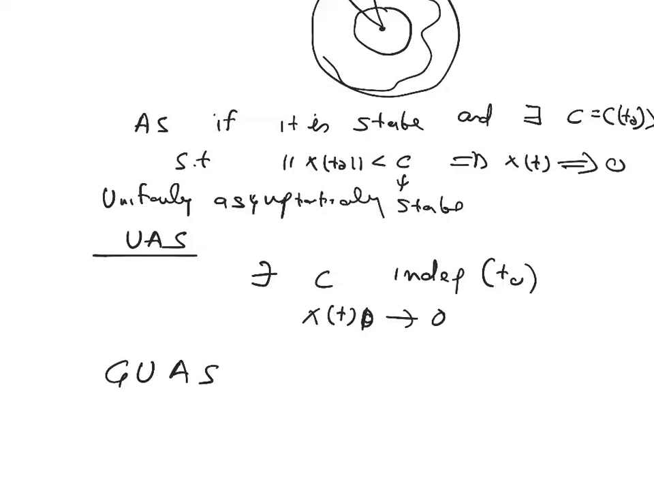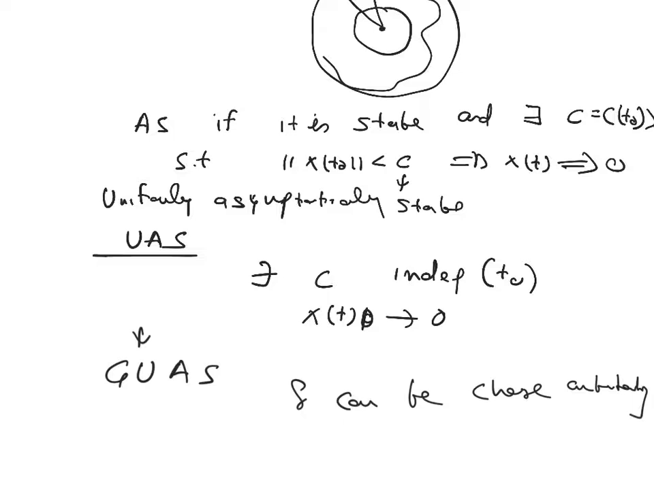So you're adding uniform again to the global, which means it doesn't matter where you start and when you start, in the whole space you will converge. So from anywhere, delta can be basically anything as big as possible. Delta can be chosen arbitrarily, and so is the epsilon, right? So that's global asymptotic stability.